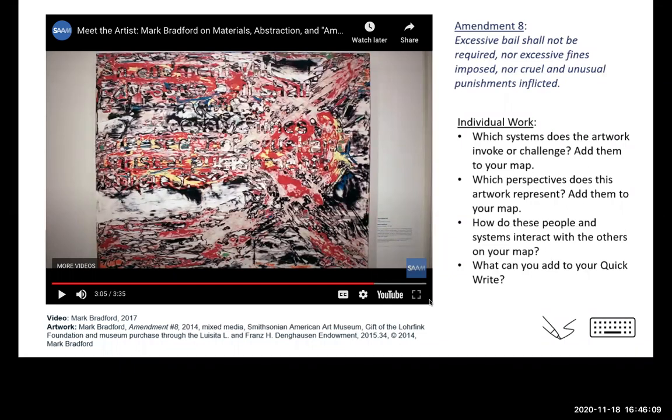Let's look at the time. Given our time, let's do 4 minutes and see what happens. So 4 minutes to work through those last few bullets on your own. And then go back, as we did before, at the very bottom and add any new ideas or questions to your quick write.